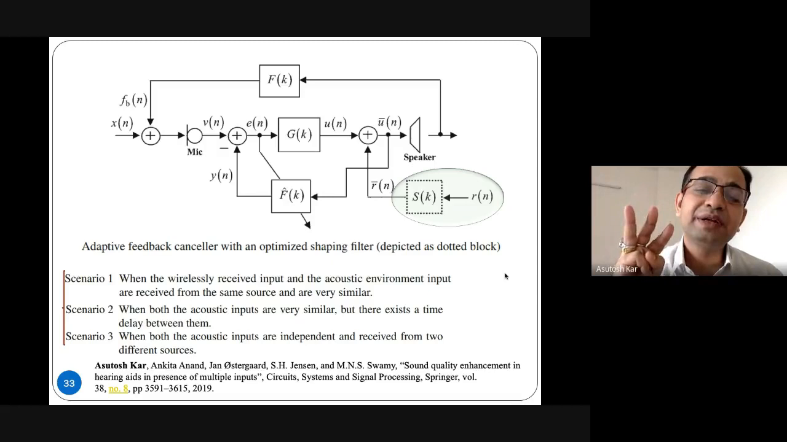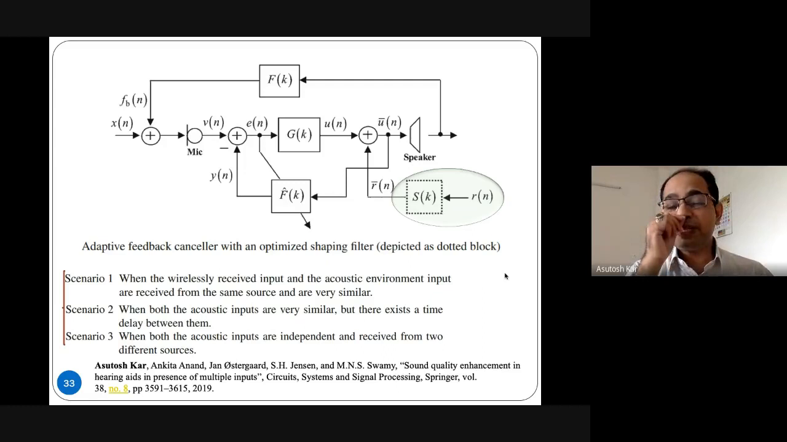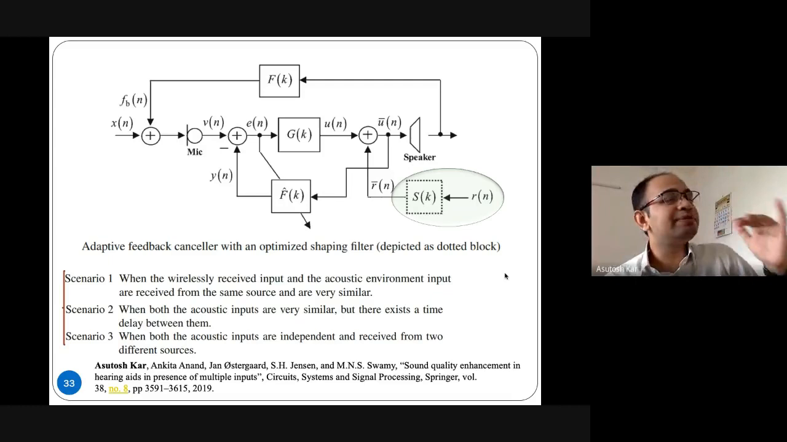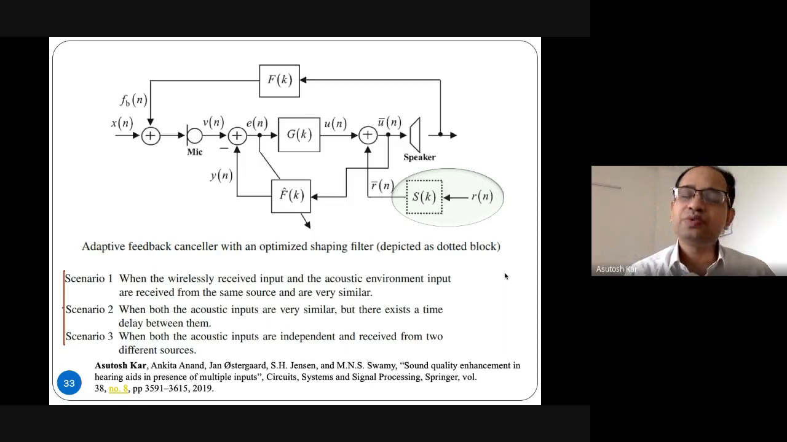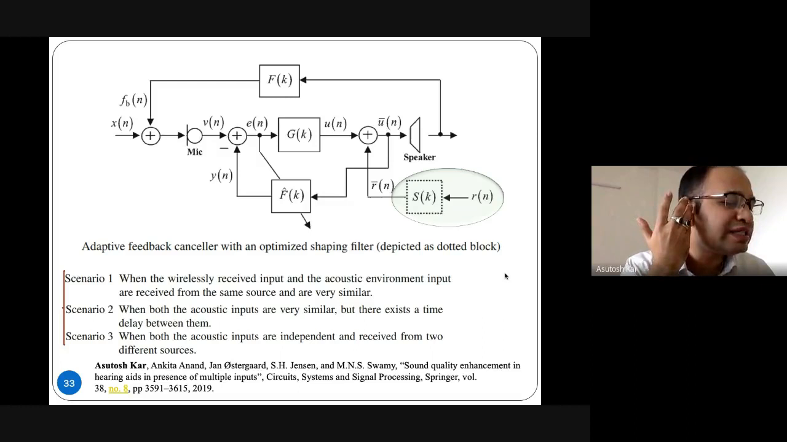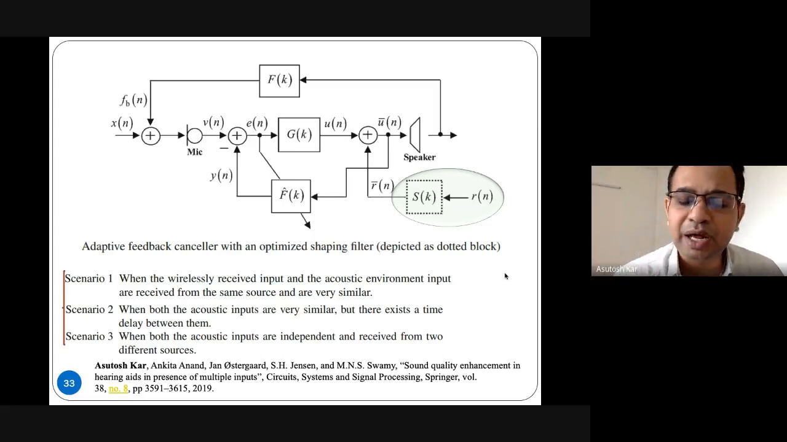What is that? One is when the wirelessly received signal and the acoustic environment input are received from the same source, and both are very similar. In that case, I am hearing a TV directly over the wireless in my hearing aid, and somebody is hearing it with sound. So I can directly hear it. That is scenario number one.